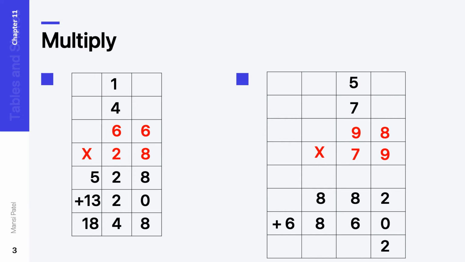Now do the addition. 2 plus 0 is 2. 8 plus 6 is 14. So 4 we have to write down here and 1 in the carry. 8 plus 8 is 16 and 16 plus 1 is 17. So 7 we have to write down here and 1 in the carry. Now 1 plus 6 is 7. So the answer of 98 multiplied by 79 is 7,742.